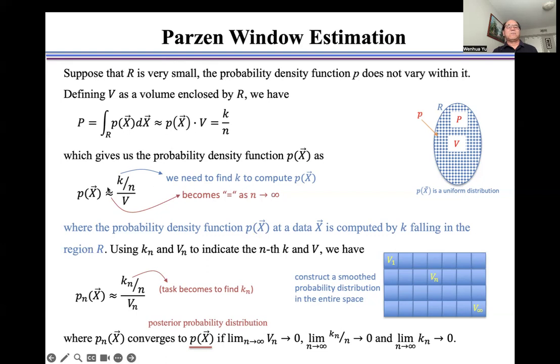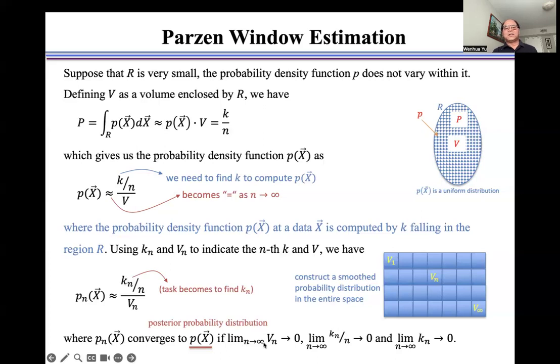Our goal is to calculate this p by computing this k. Using kn and Vn to indicate k and V, we have kn divided by n divided by Vn to approximate this pn. Now the task is to find kn.